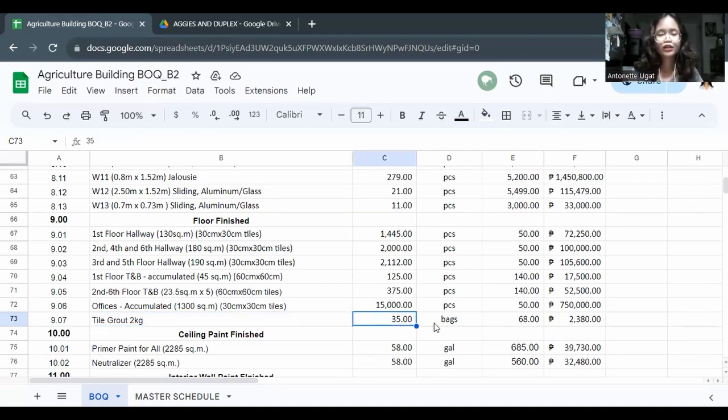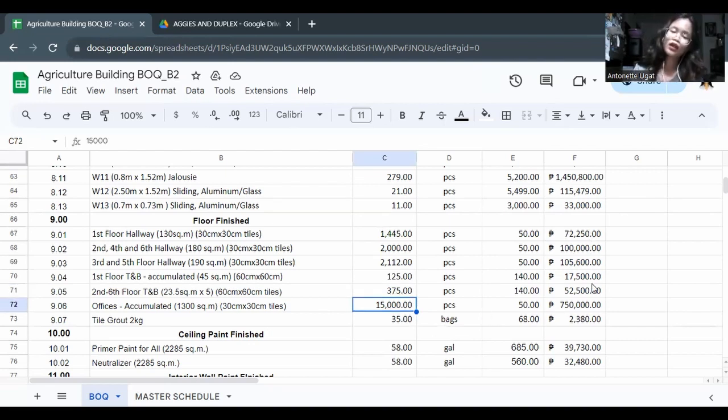So here is the number, 35 bags. And for each piece or bag, there is a unit price. So 50 pesos per 30 by 30 cm tile estimated, multiplied by the quantity of pieces or bags respectively.